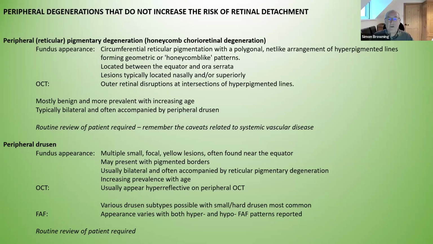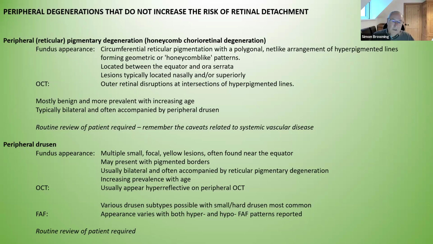Peripheral drusen, again, as people get older, we're going to see more and more drusen. Drusen, what are they? Well, multiple, small, focal, yellow lesions, often found around the equator and outwards, right out to the ora serrata, the periphery there. These are well demarcated. They can present with pigmented borders. You'll normally see this in both eyes, and again, you will see it accompanying the honeycomb degeneration as well. And there is absolutely no doubt they will increase in prevalence with age.